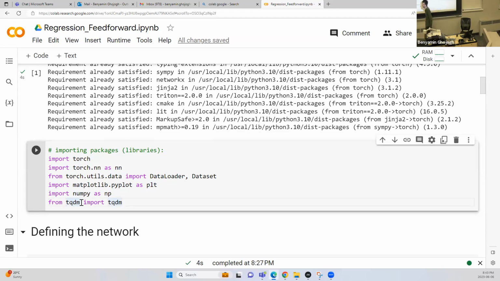Why? Taqaddum in Arabic means progress. Many of its developers were Arabs. That's why they called it taqaddum, or tqdm. From tqdm, import tqdm. Why? Because it shows the progress bar when you want to show, in the terminal, how much progress you have.